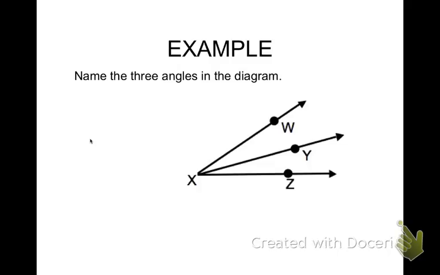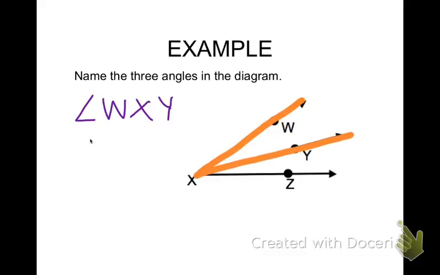Okay, so we want to name the three angles in the diagram. Anthony. Naming all three or just one? Go for one. WXY. WXY. I like that. So let's do angle WXY, which is this angle right here. So it means I'm starting at W, my vertex is at X, and going to Y. So Anthony just took care of that top angle.